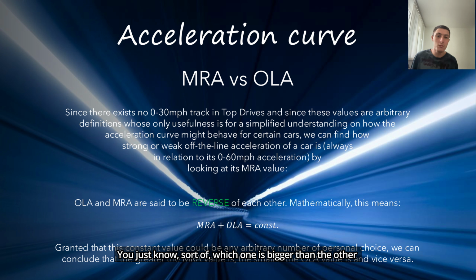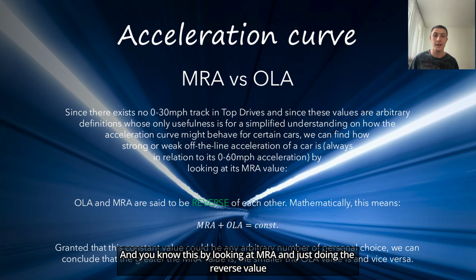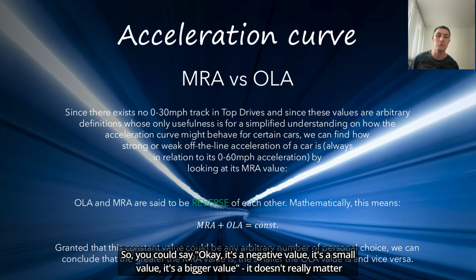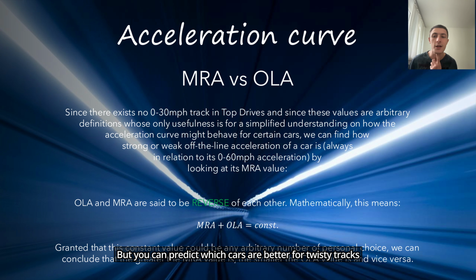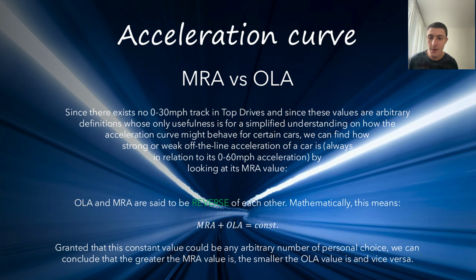It's any arbitrary value that you want to define. You just know sort of which one is bigger than the other, and you know this by looking at MRA and just doing the reverse value. So you could say it's a negative value, a small value, a bigger value, it doesn't really matter, but you can predict which cars are better for twisty tracks. And OLA is still a very important variable for those very twisty tracks.